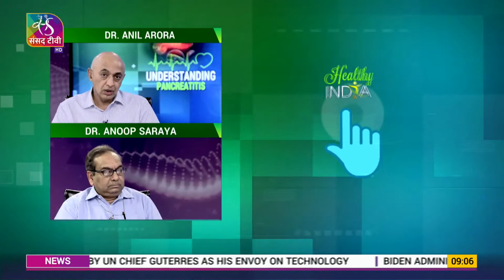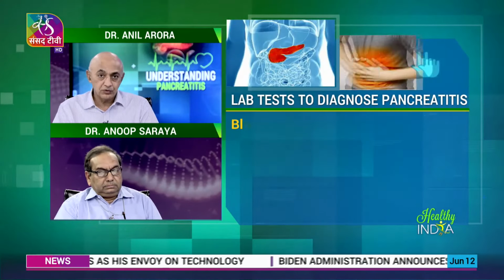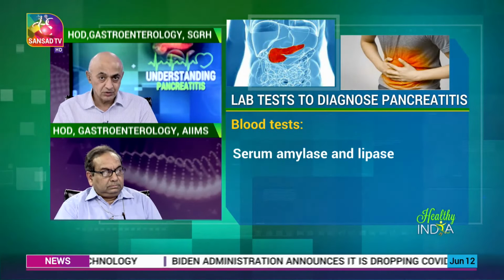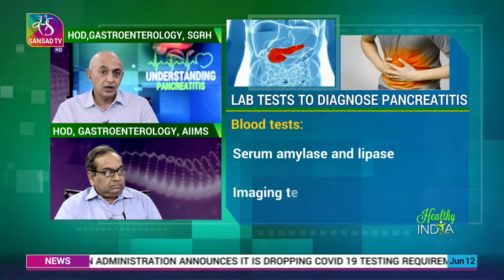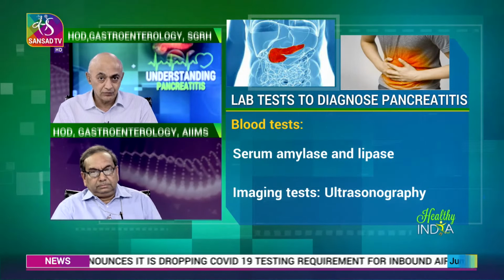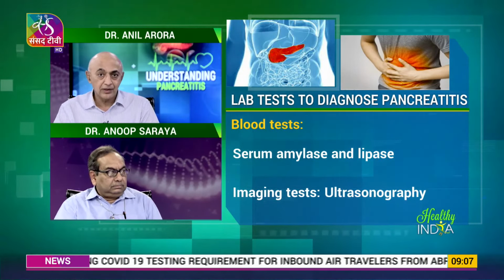If we diagnose it early, and we consult a doctor, the two simple tests which can clinch a diagnosis are a simple serum amylase and serum lipase level. Serum amylase will be raised within minutes to hours of the acute onset of pancreatitis. And if you have access to ultrasonography, that is an extremely good modality to make a quick diagnosis of pancreatitis. A delayed diagnosis not only complicates the matter.